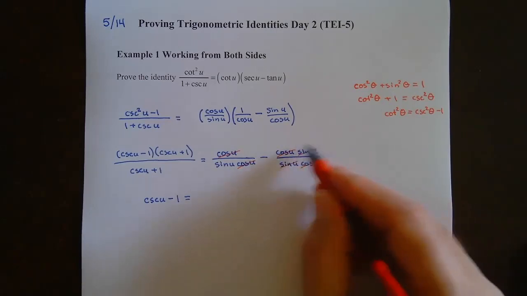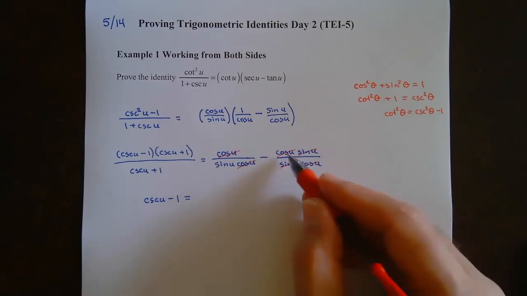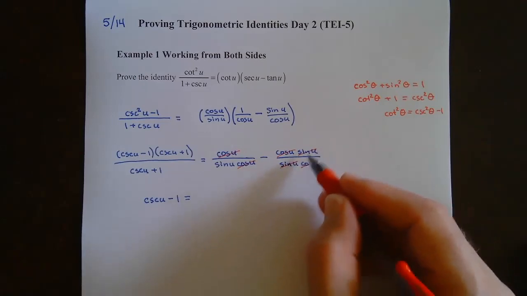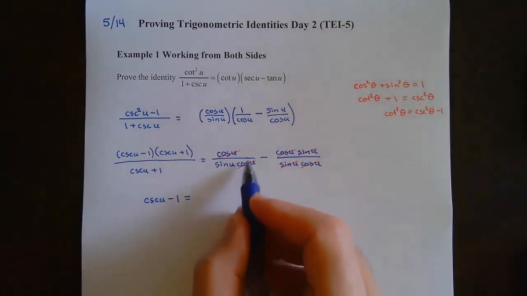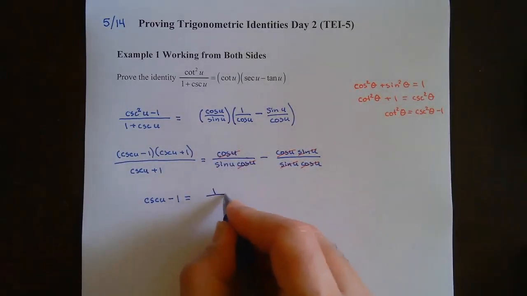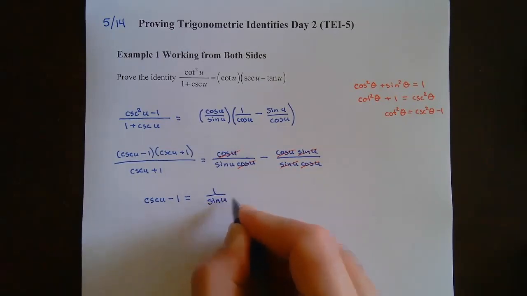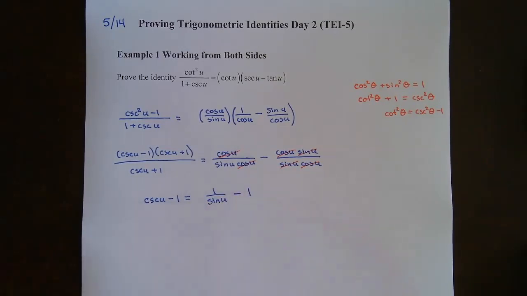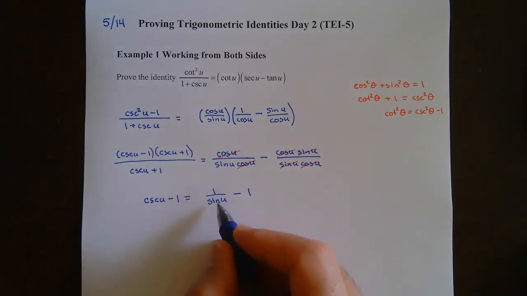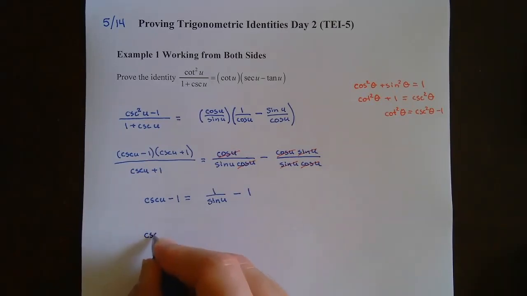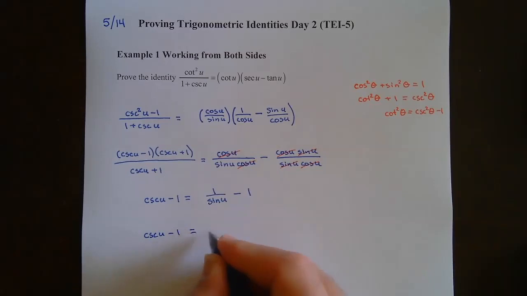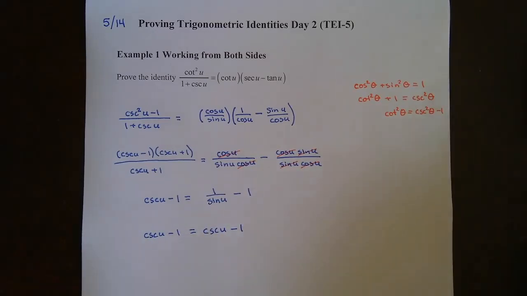Now, it doesn't mean everything's canceled out and there's a 0 here, right? What's cosine u over cosine u? It's 1. What's sine u over sine u? That's 1. 1 times 1 is 1. So it's 1, right? Okay, so this side becomes 1 over sine u minus 1. Okay, they don't match, right? Well, what can you do? Well, 1 over sine u is really cosecant u, right? So that means cosecant u minus 1 is equivalent to cosecant u minus 1. So they are the same, right?